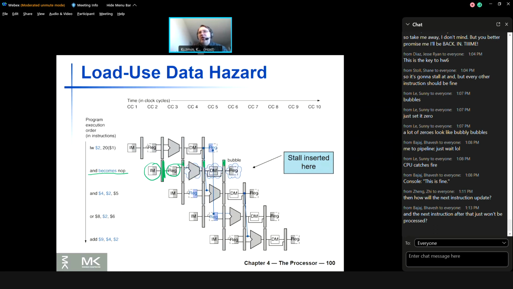And that's why we call those bubbles, right? Because yes, the work is done, but this work is guaranteed to make no changes to data memory and no changes to the register file.